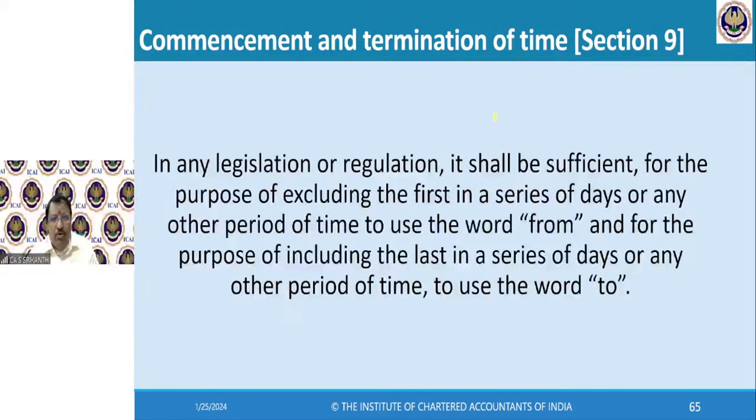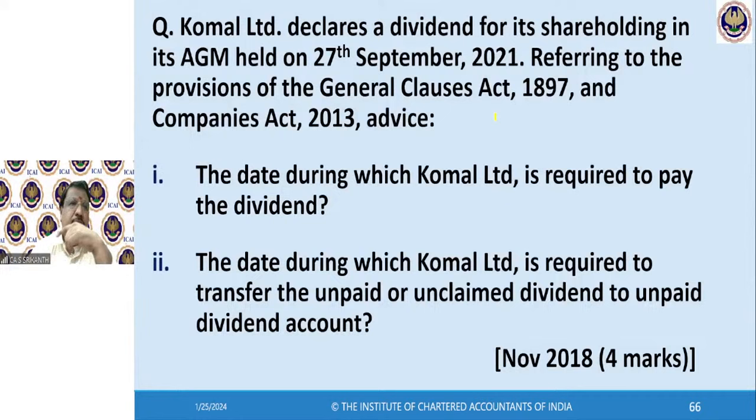So COMAL Limited declares a dividend at its AGM held on 27th September, referring to the provisions. When are they supposed to pay the dividend? Within 30 days from the date of declaration. So for counting 30 days, you should not consider the date of AGM. Thereafter, they have to transfer that dividend within 7 days to the unclaimed dividend account. So for counting 7 days from the end of 30th day, that day should not be taken. The next day you have to take.